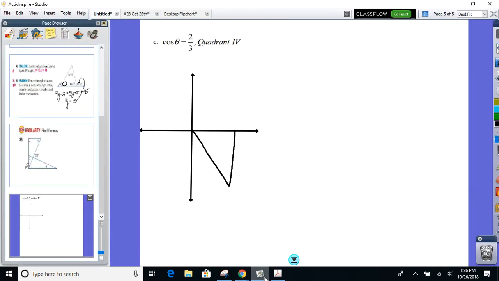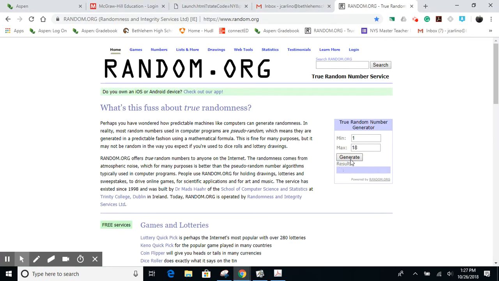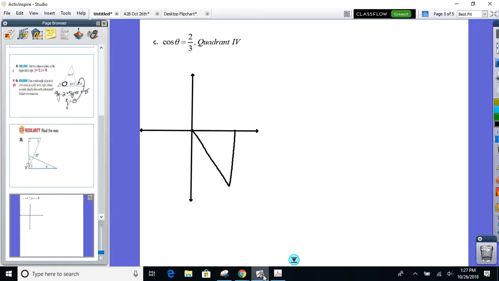Good job. We're starting off strong. Where did you put the 2 and the 3? Cosine. Think SOHCAHTOA. What's cosine equal to? That's sine. Adjacent. So where do I put the 2 adjacent, and where does the 3 go? Adjacent over hypotenuse. So the 3 can go on the hypotenuse.